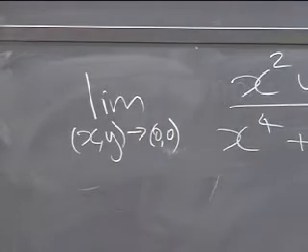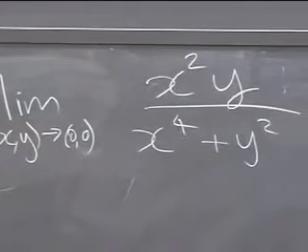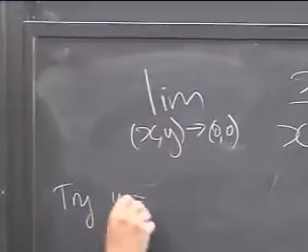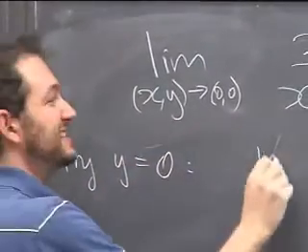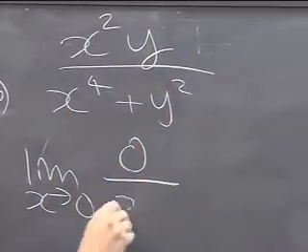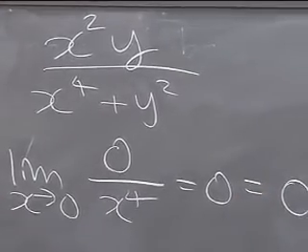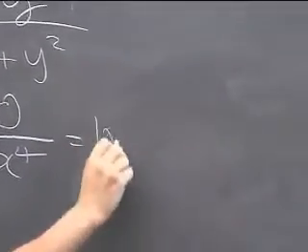The limit as x, y goes to the origin of this quantity x squared y over x to the fourth plus y squared. All right, so suppose we try to find that. Now, we could try the path y equals 0. So we get the limit as x goes to 0. Well, when y is 0, we get 0 over x to the fourth. So that limit is just 0.